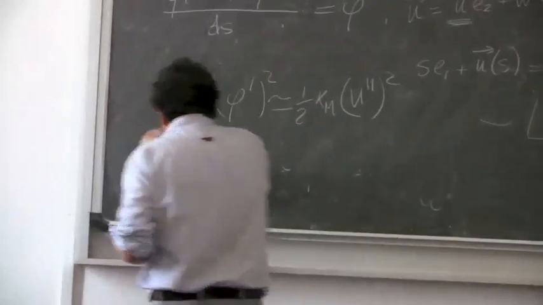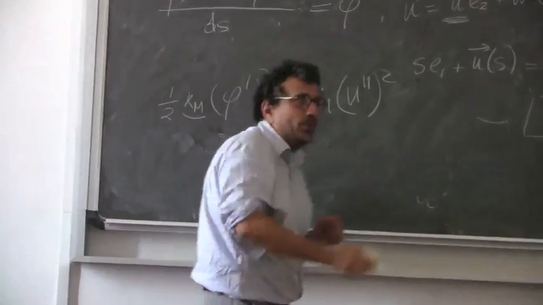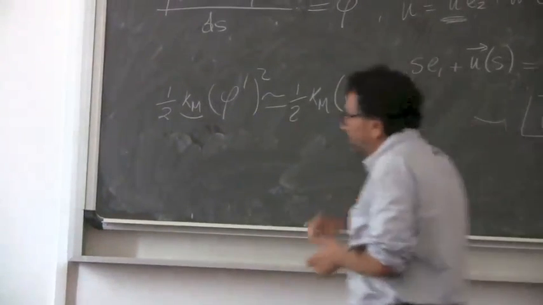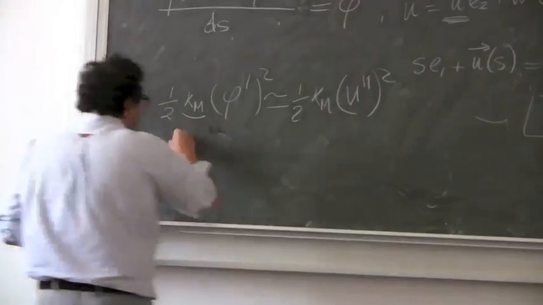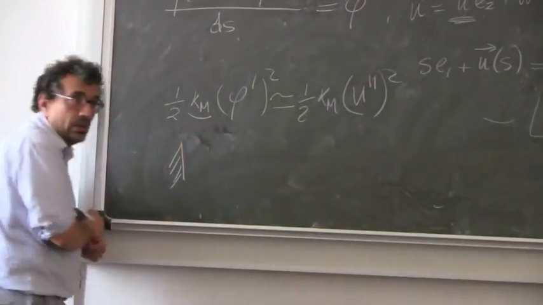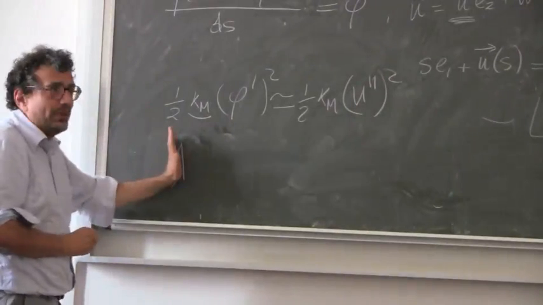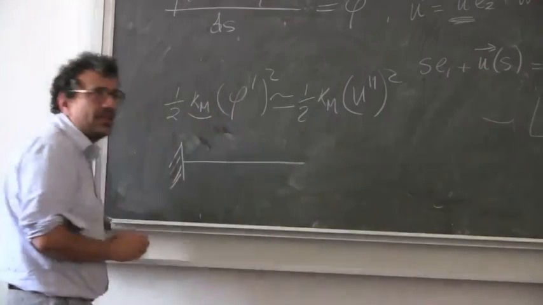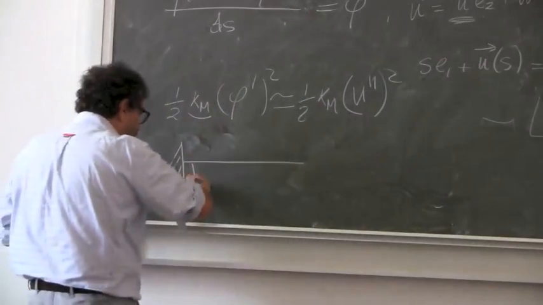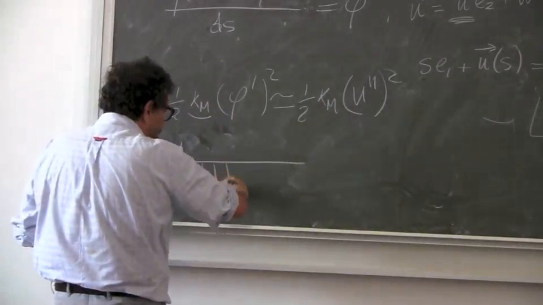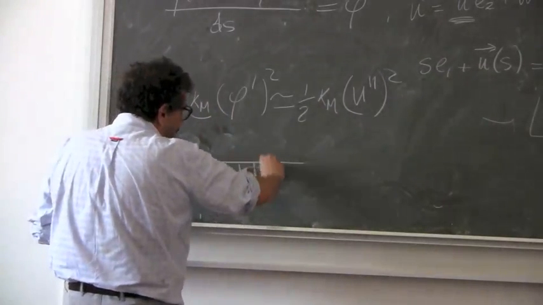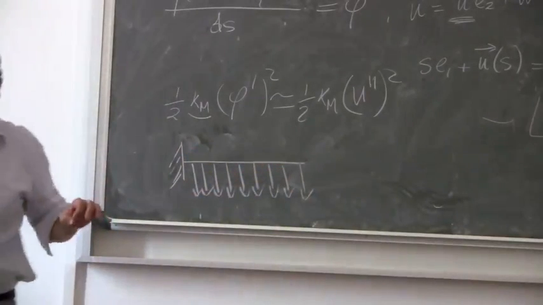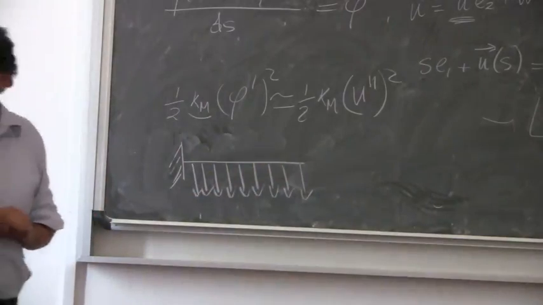Okay, now all philosophy is ended. We need to do some calculation. So, our beam is clamped in one side, and let us imagine that it has some applied force, a force per unit line applied along its length. Okay?